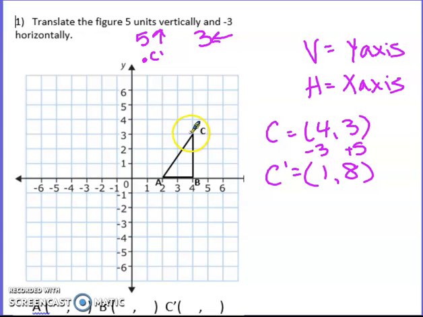I could also count. I can go up 5 and over 3. It'll still give you the same answer. So you can do it algebraically, or you can do it by counting your points.